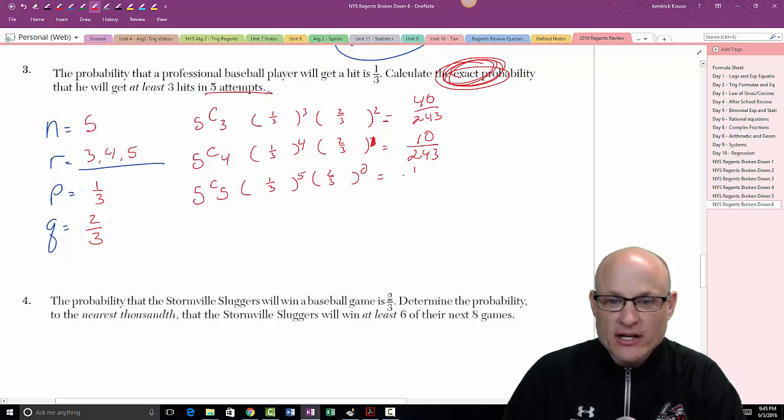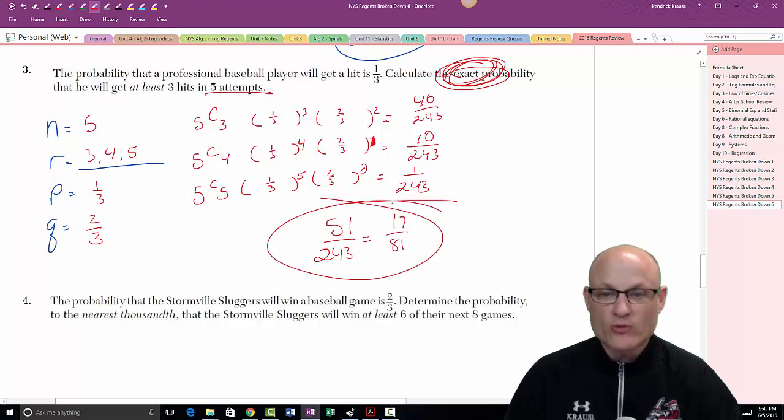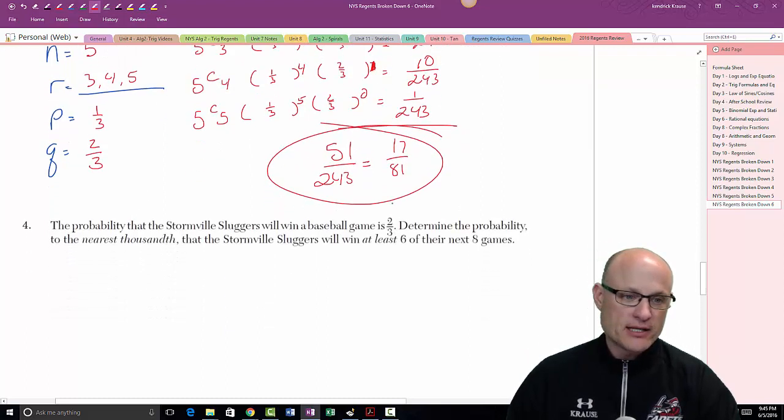And just to save myself time, the last one is 1 out of 243. When I add all those up, I get 51 out of 243. Or if you reduce it, that's 17 out of 81. Either one of those is acceptable. All right, kids, let's keep moving on.